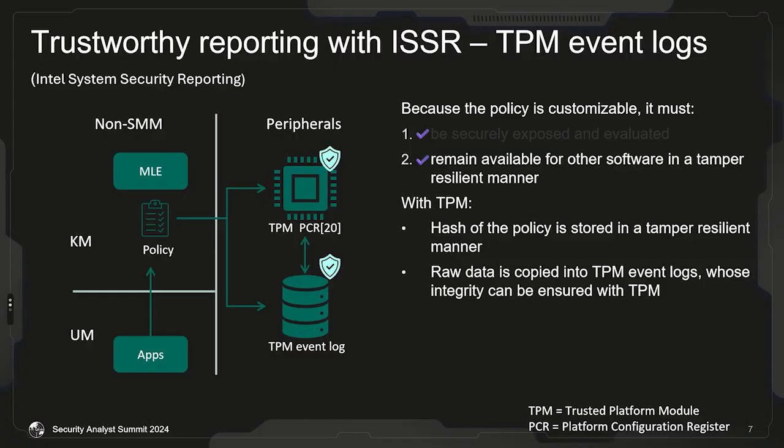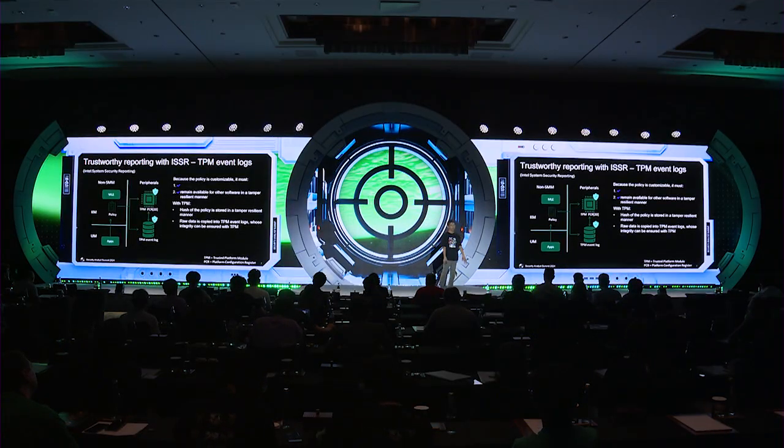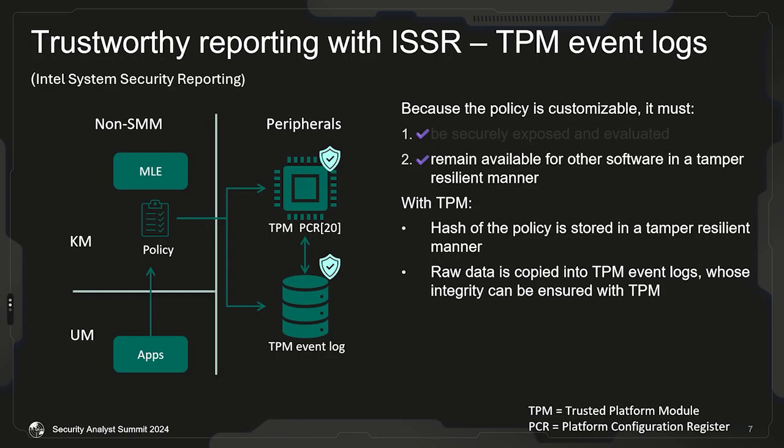If you recompute the hash of these TPM event logs and it doesn't match, you can tell the value stored in this TPM event log has been modified. So you can tell the data is not authentic. If it does match, you can tell the security policy data stored in the TPM is authentic. So you can confidently use the policy information.